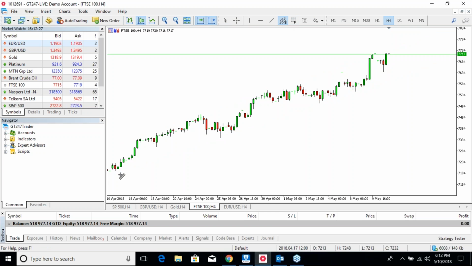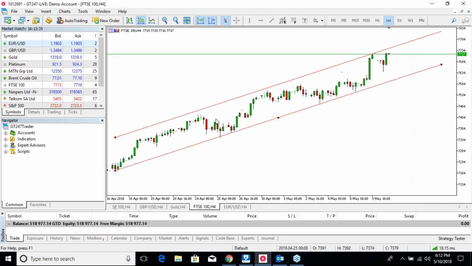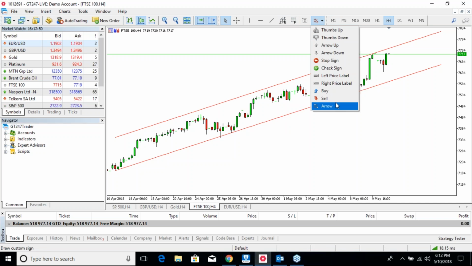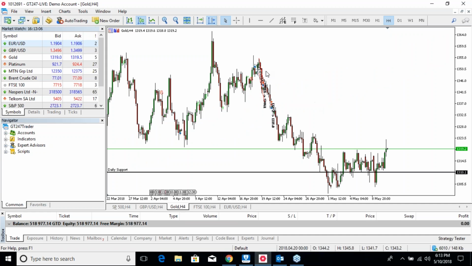Sorry about that. That's not going to work. Okay, it's not going to work, however, we do expect, as I said, upward movement. So we're going to buy here. Okay, that's the FTSE. We go to gold.